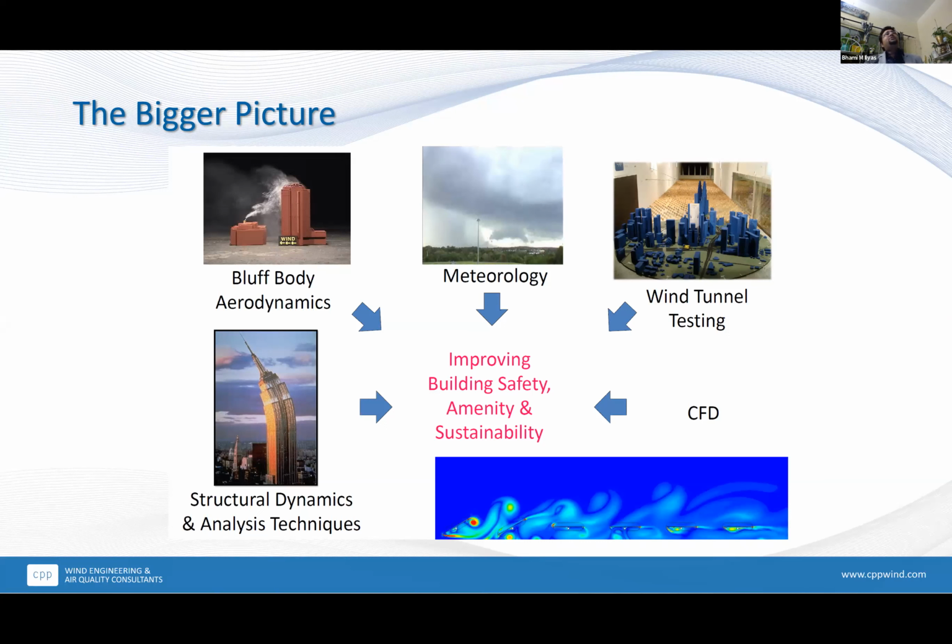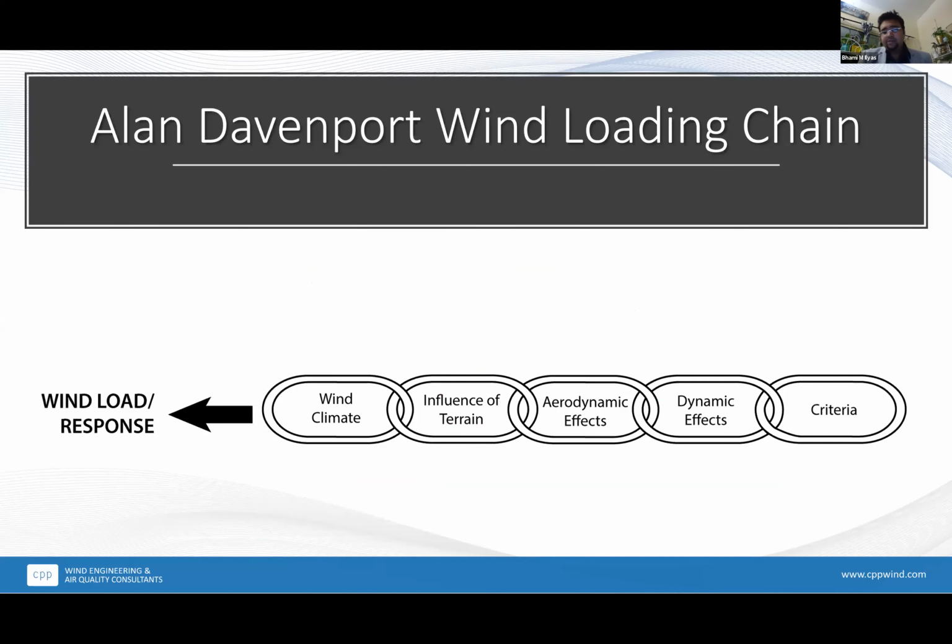But something that's key to understand is that the science behind it is something called the Alan Davenport wind loading chain, wherein we try to understand how the response of a structure, your architectural structure, is reacting to the environment. So that would be wind climate, looking at the specificity of the climate in a particular place, let's say Dubai or India or Saudi and so on. We look into different cities in particular, and we have to bear in mind the influence of the terrain.